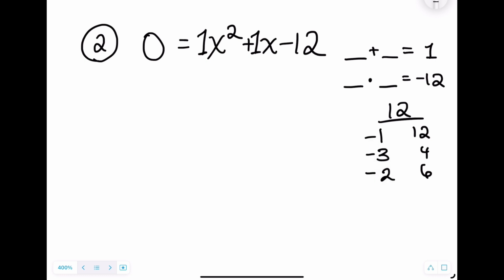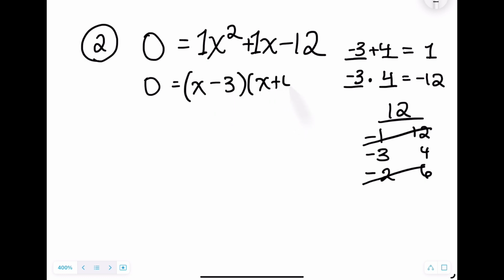And let's see, 12 minus 1 won't equal 1, so that won't work. 6 minus 2 will equal 4, that won't work. But 4 minus 3 equals +1, and 4 times -3 is -12. So this pair works well for our purposes. So we can write the factored form as x minus 3, x plus 4.